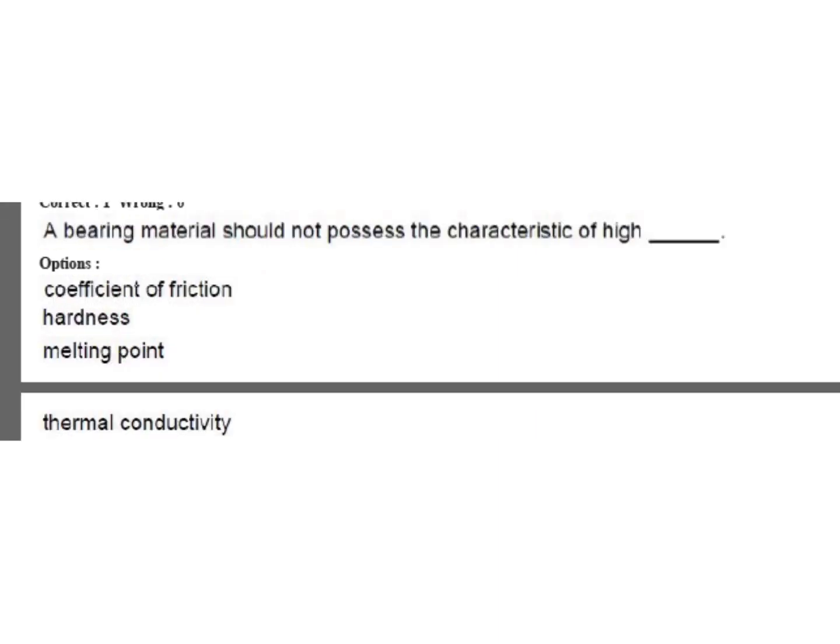Question is, a bearing material should not possess the characteristic of high coefficient of friction. This is the answer. Bearing material, high hardness, it should be there, high melting point, high thermal conductivity. These are the desired characters: hardness, melting point and thermal conductivity. This should be hard, and coefficient of friction, it should be less.